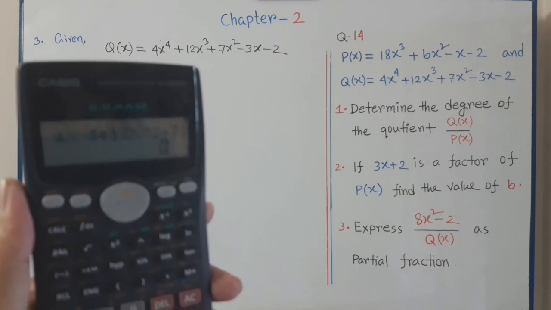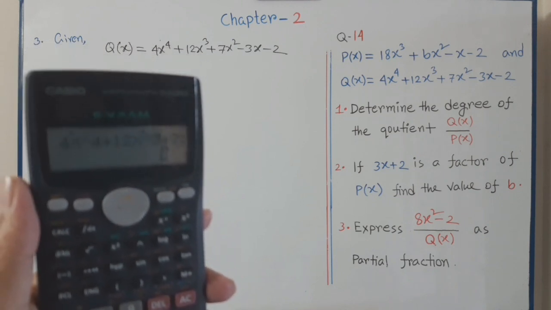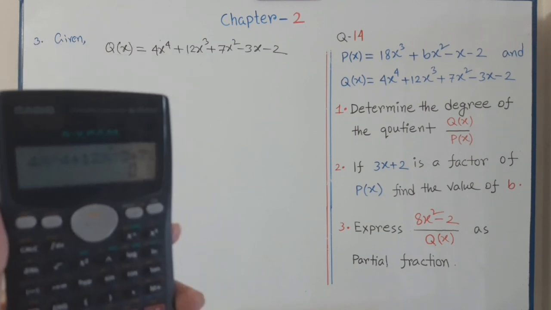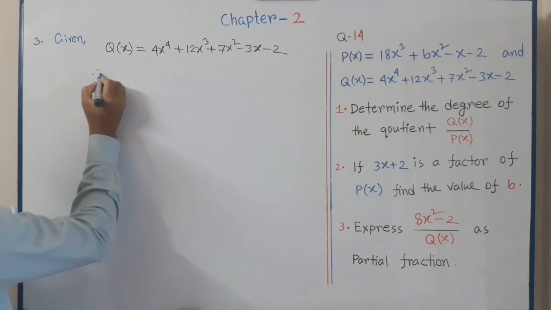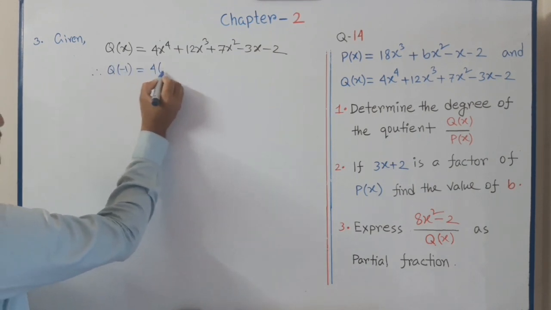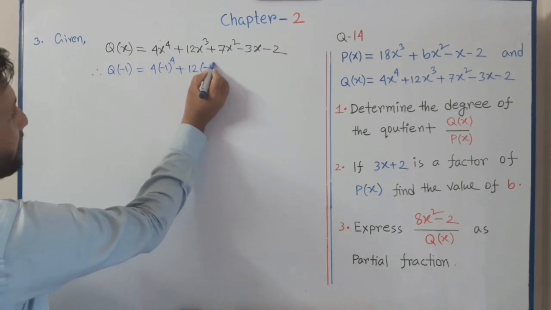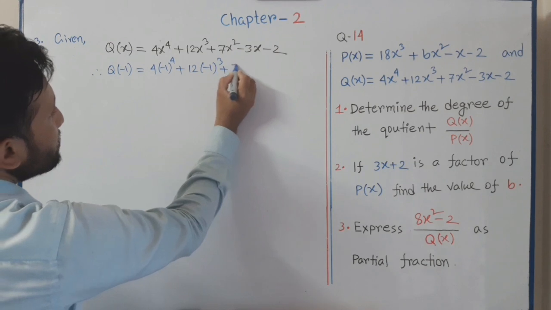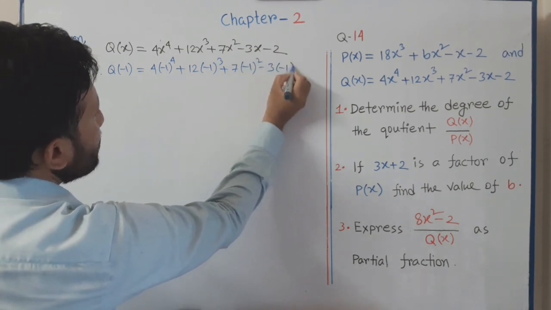That means if you put x equal to minus 1, then the polynomial value will be 0. So we can write, for the value of minus 1, q(-1) equal to 4(-1)^4 + 12(-1)^3 + 7(-1)^2 - 3(-1) - 2.